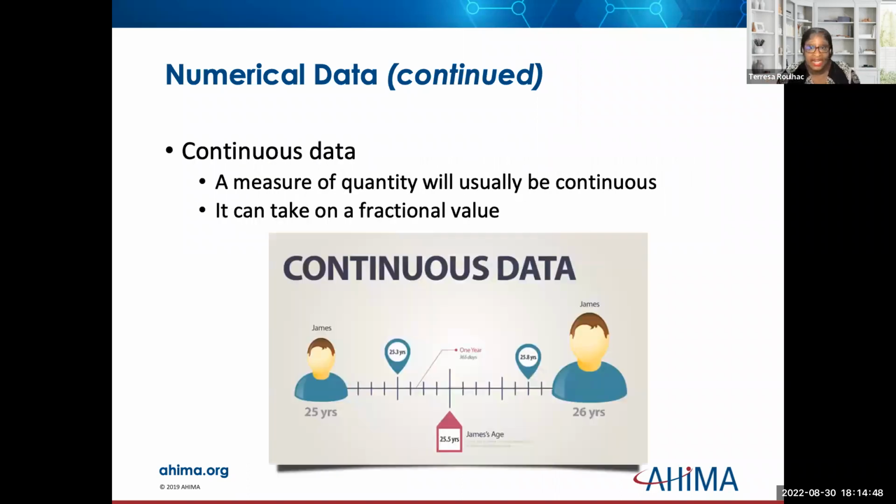Moving to continuous data. It can take on a fractional value, as you can see. For example, a patient's temperature may be 101, 102, 103.5. Height. One could say that someone is approximately 6 feet tall and then refine it to 5 feet 10 inches, and refine it even more and be like, you know what? I'm 5'10 and a half, 3/4. People want to make sure we get those extra. Every little bit counts when we're talking about our height.